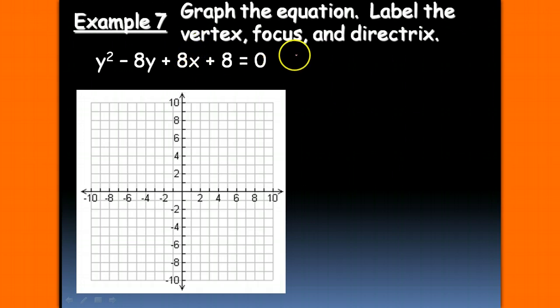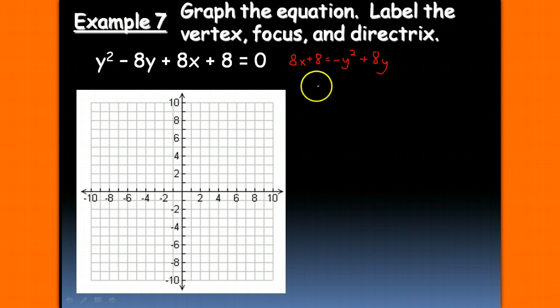So I'm going to go ahead and rewrite the problem as 8x plus 8 equals negative y squared plus 8y.